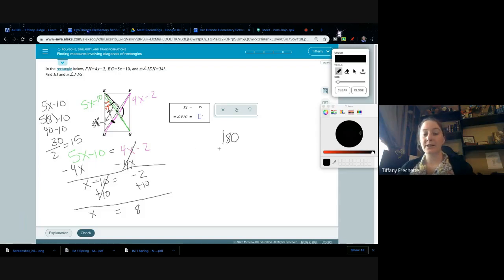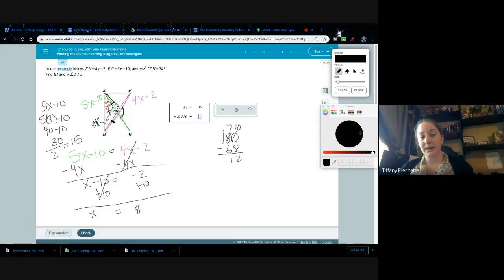And then I'm going to subtract what I'm using. I'm using 34 at the top here. I'm using 34 at the bottom here. So if I add those together, I get 68, because 34 plus 34 is 68. I'm using 68 degrees of the 180 already. So I'm going to subtract. Here's me borrowing. So I end up with 112.